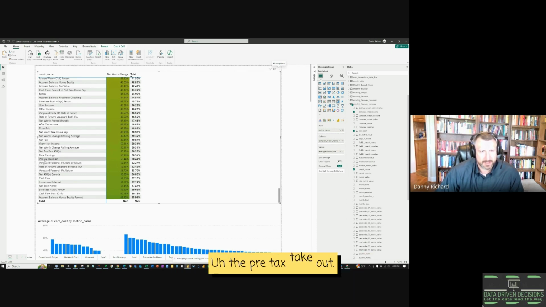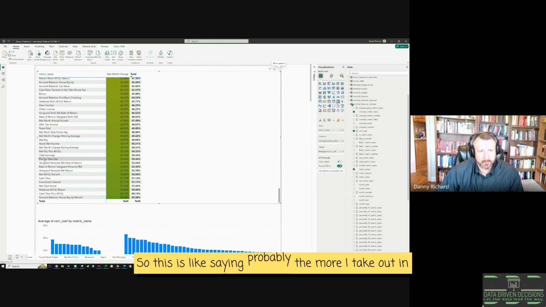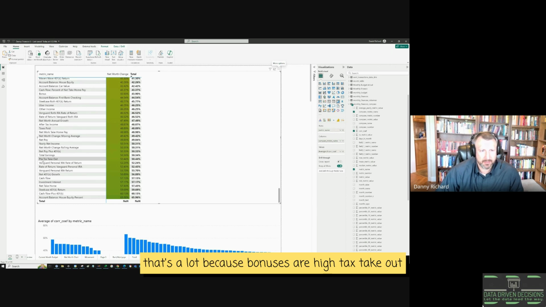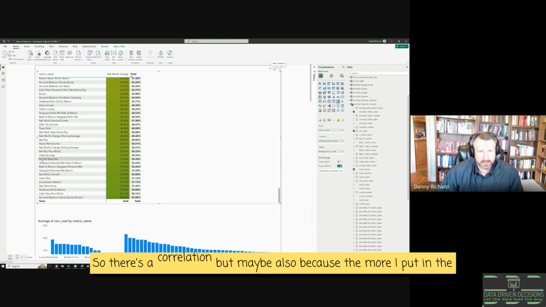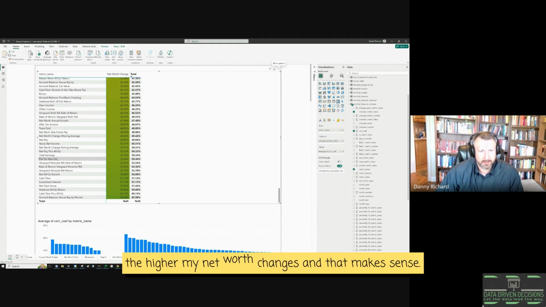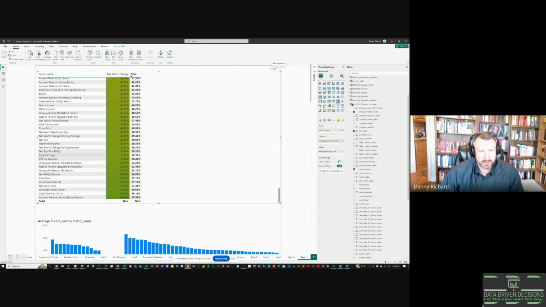The pre-tax takeout. So this is like saying probably the more I take out in taxes, that's a lot because bonuses are high tax takeout months, and those are high net worth change months. So there's a correlation, but maybe also because the more I put in the 401k, which is also part of this, the higher my net worth changes, and that makes sense. Total earnings, yeah. The net pay plus 401k, yeah.